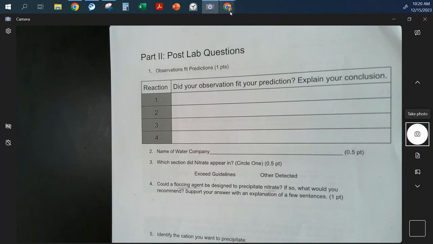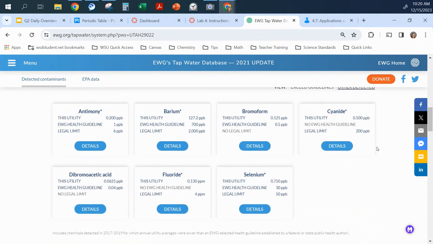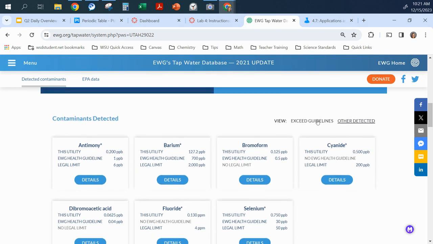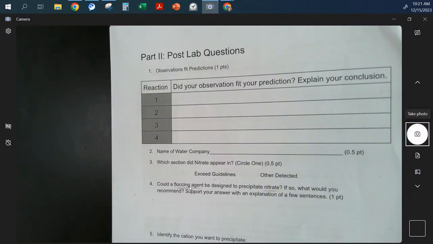And if we look in other, we can also see the other contaminants that are detected. So then we can look at the legal limit versus what is actually tested in the water. And they also have guidelines. So legal versus guidelines is different. This one's just based on guidelines, which is generally stricter than the legal limit. Okay, so then the next question said, could a flocking agent be designed to precipitate nitrate?